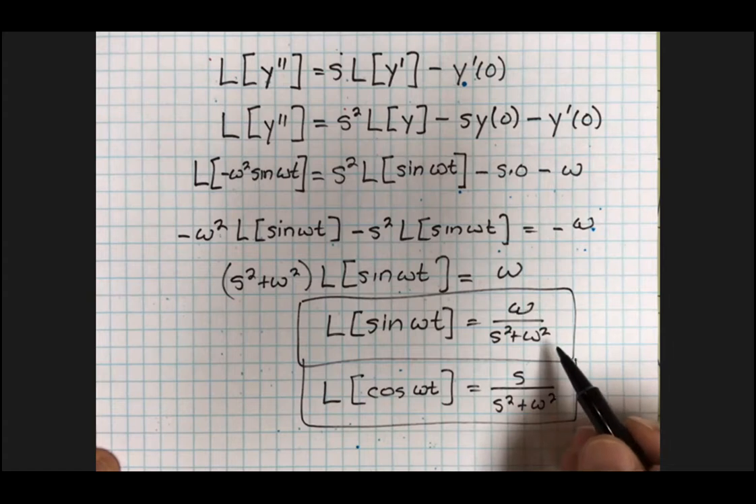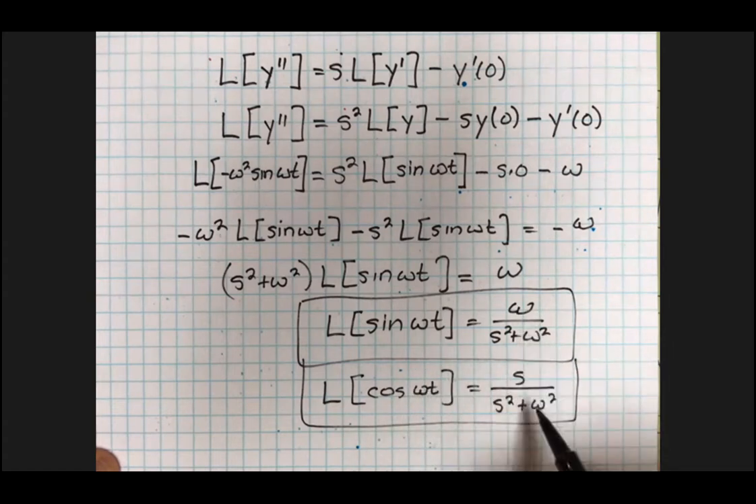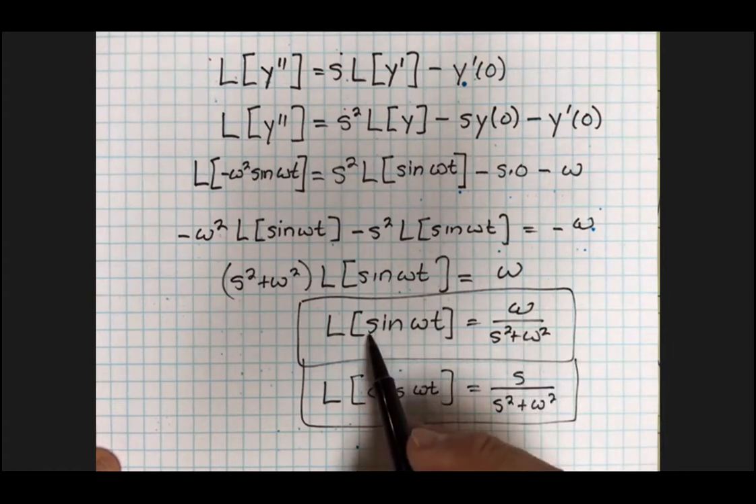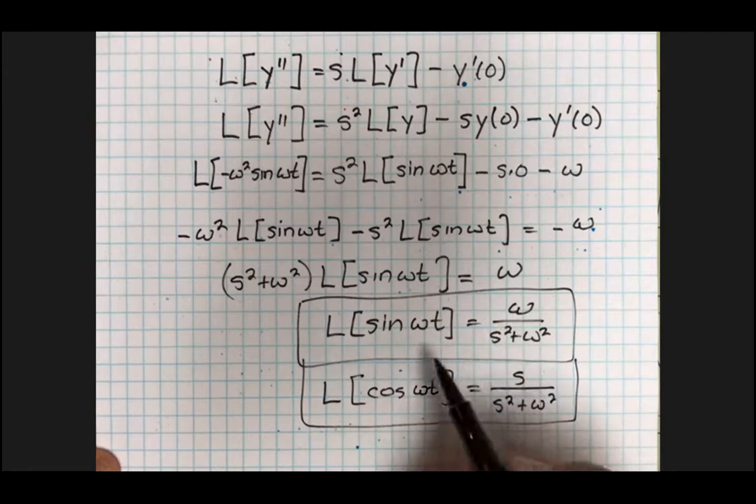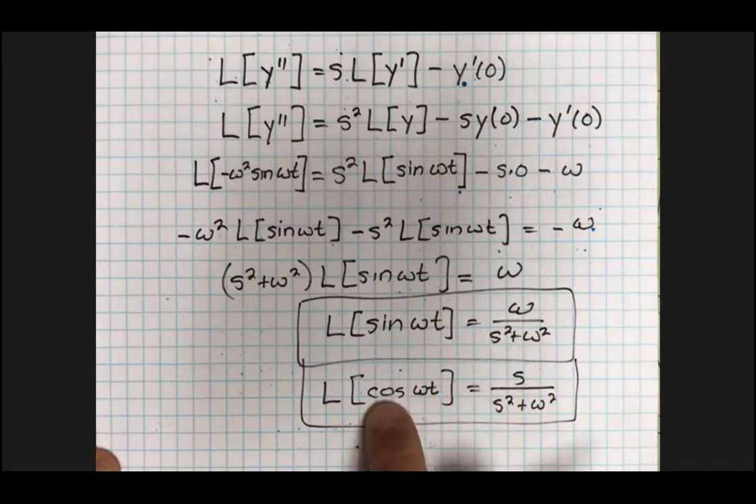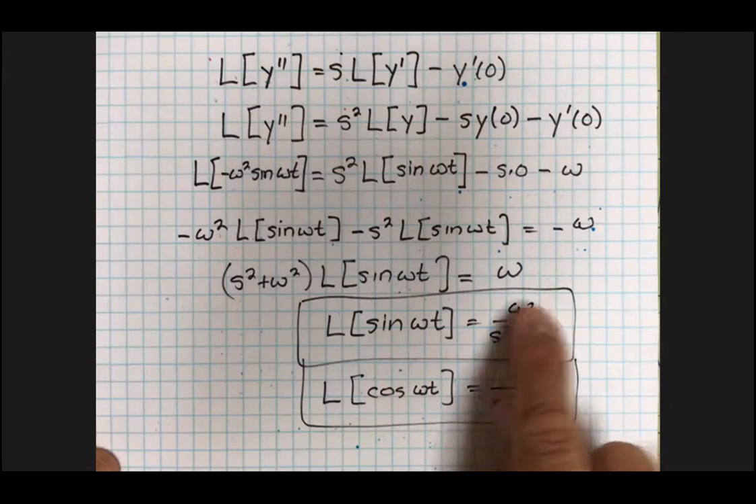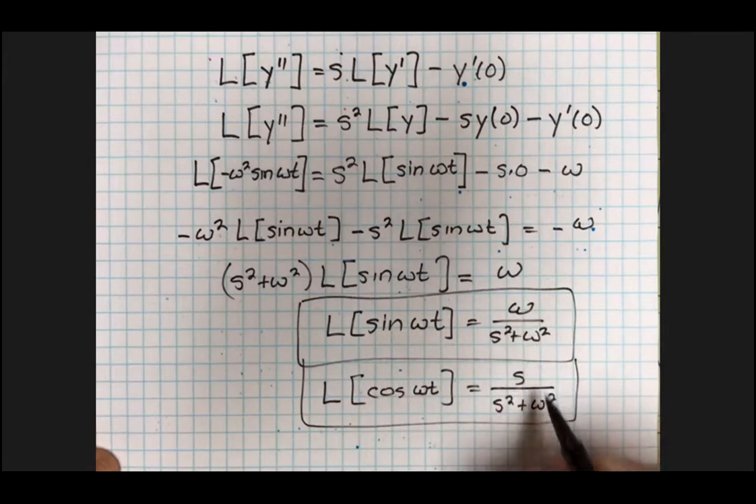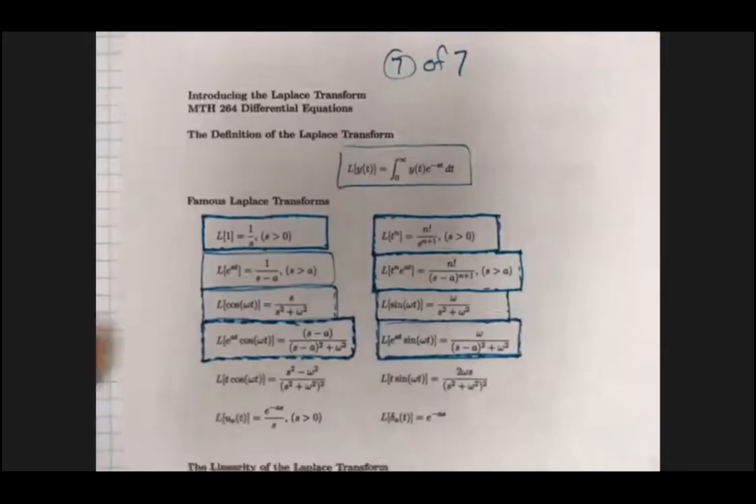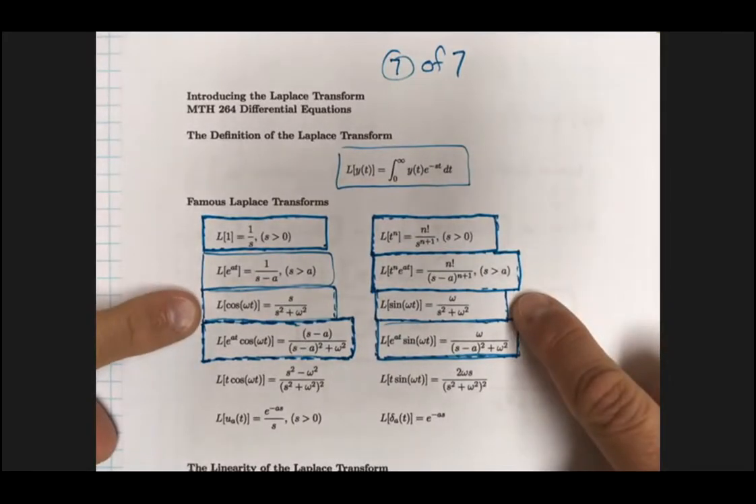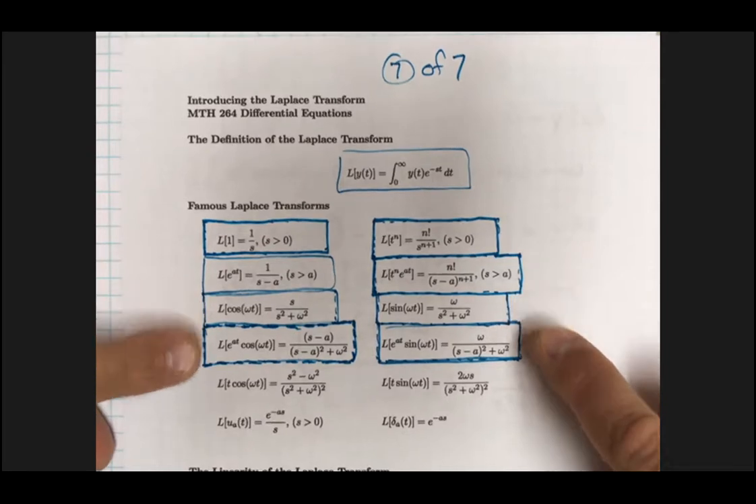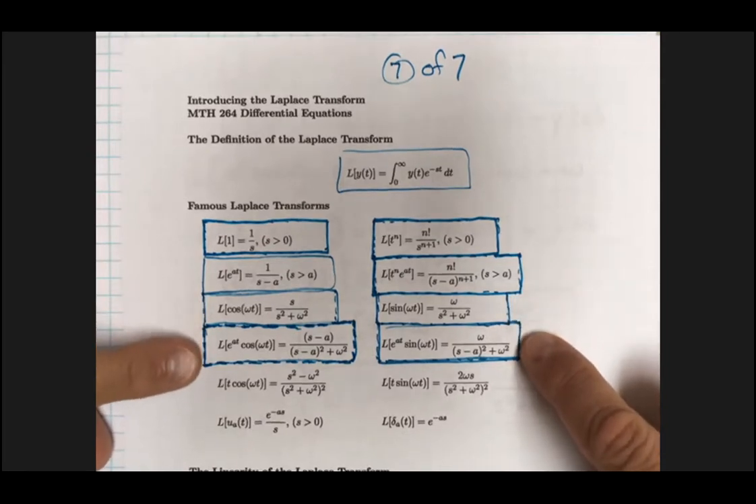And I want to tell you something silly. I remember them by saying, which one has the s on top? The one with the sine does not have the s on top. I just remember it by saying the s goes with cosine, the omega goes with sine. Both of them have an s squared plus omega squared on the bottom. Now we just showed you those two formulas. But by the first shifting theorem, we also showed you these two formulas.